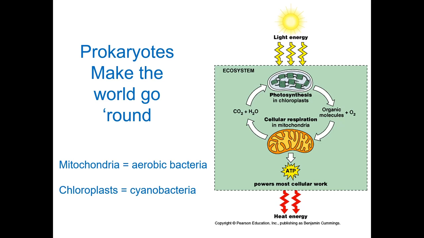Also, bacteria, cyanobacteria, gave rise to chloroplasts. Cyanobacteria themselves produce a lot of oxygen, but of course plants and algae produce oxygen, but plants and algae contain chloroplasts, which once again are enslaved photosynthetic bacteria. These plants release oxygen that is then used by your mitochondria. Chloroplasts and mitochondria make the world go round. So go out and hug a prokaryote.